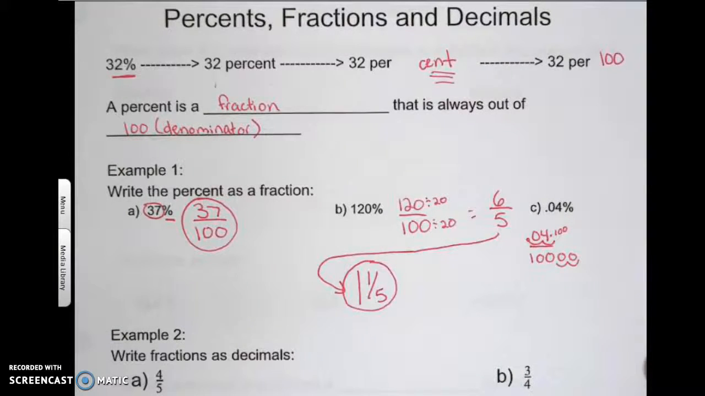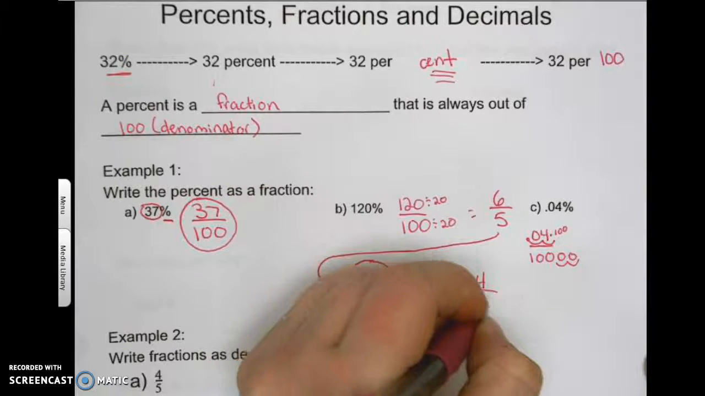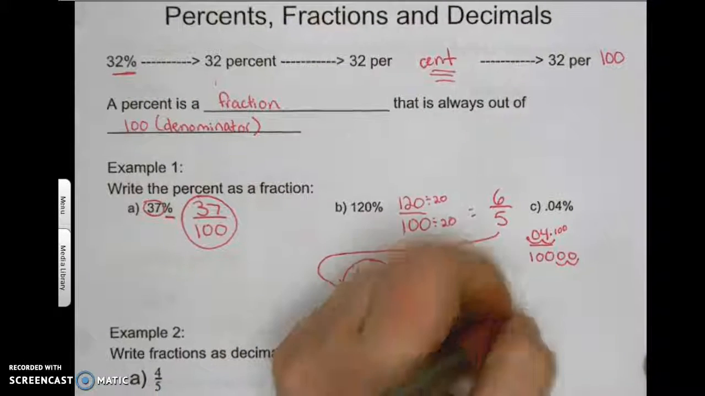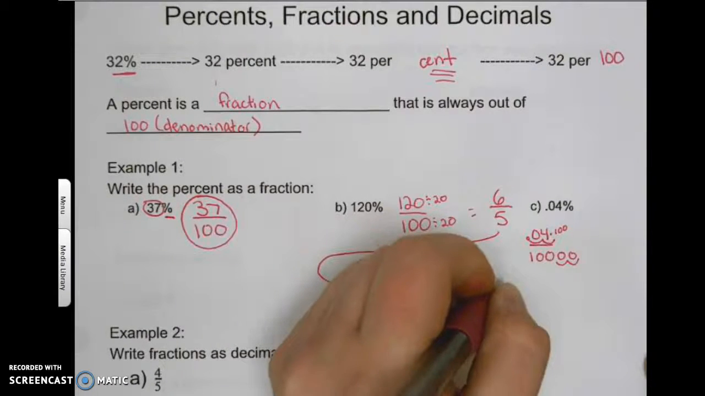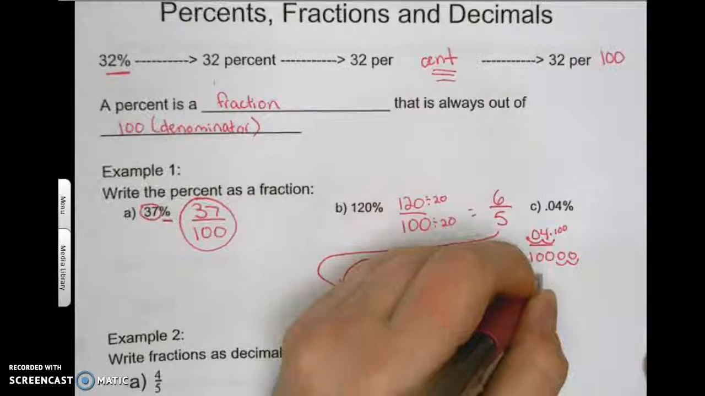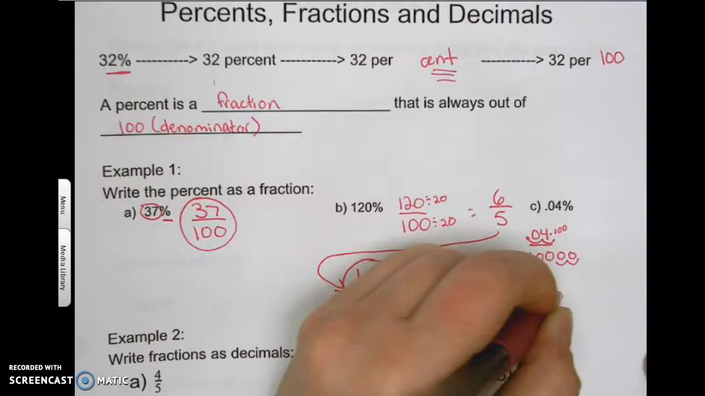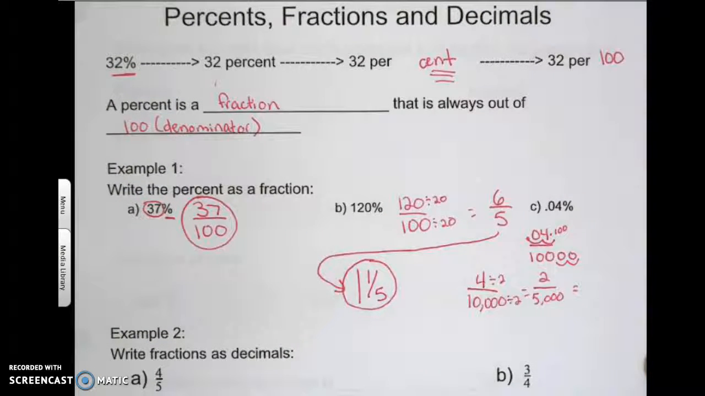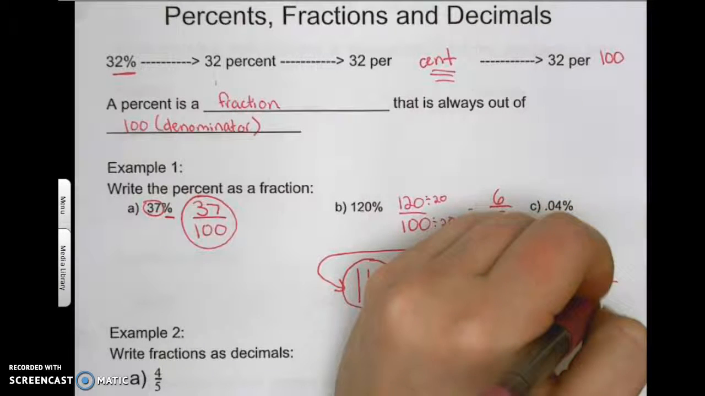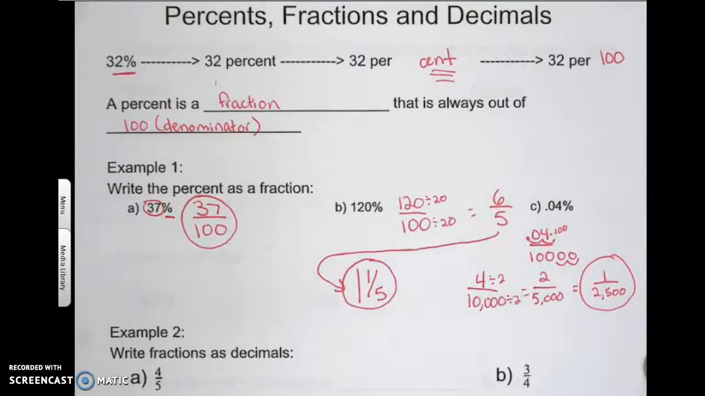So my final fraction ends up being 4 over 10,000. And now those have something in common. We can divide both the top and the bottom by 2, which will give me 2 over 5,000. And then I can simplify again, dividing by 2 again. So I end up with 1 over 2,500. And that'll be my final answer.